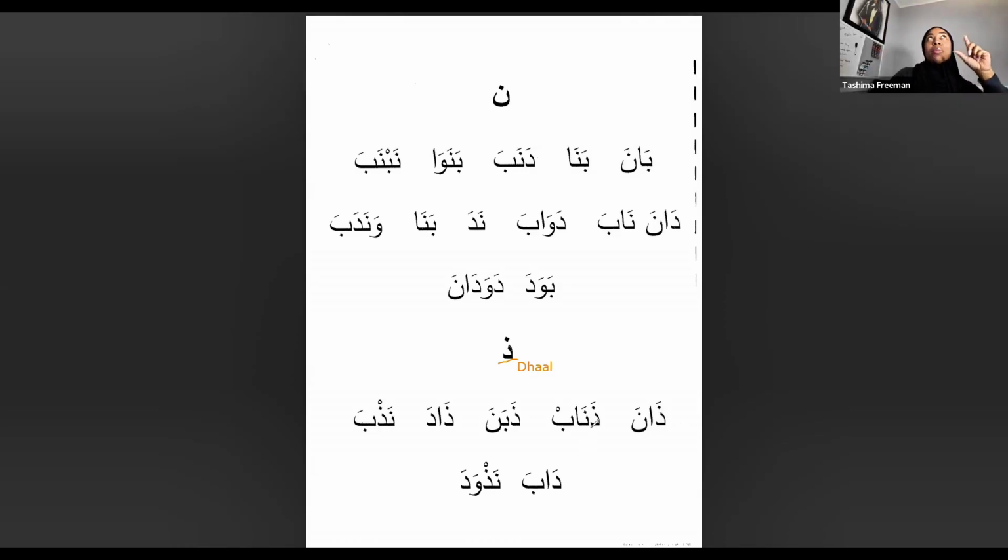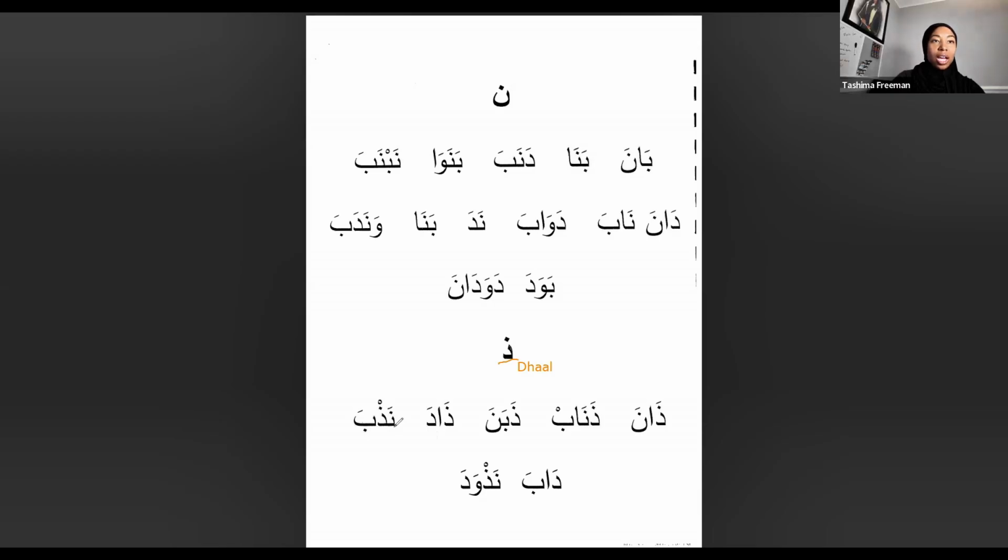Now, let me point this out. The only way I am able to know that this Dhaal is in fact a Dhaal and not a noon is because it is at the beginning. That is the only way I'm able to know. Dhanab, dhabadan, dhabana, dhada.